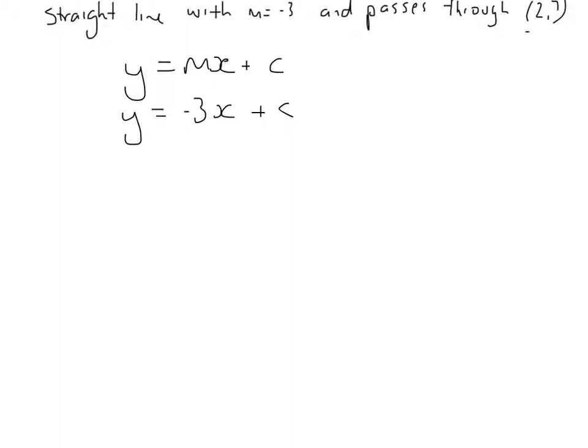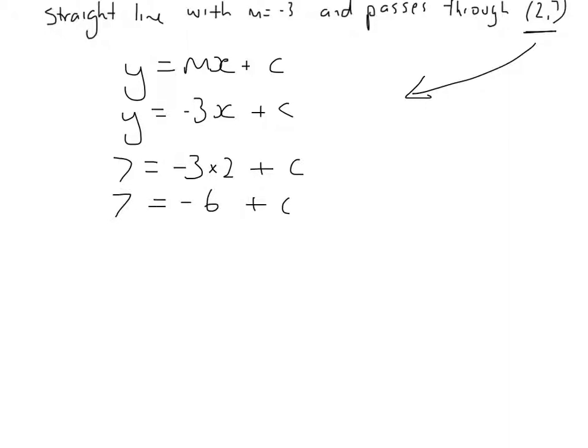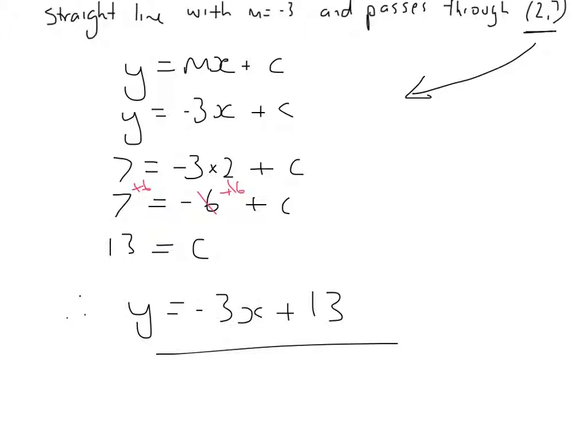Then what we need to do is we'll get this point and substitute x and y into there. So 7 will be equal to -3 by 2 plus c, or 7 is equal to -6 plus c. What we're going to do is we'll add 6 to both sides to rearrange this. That cancels that down. We'll be left with c is equal to 13. So therefore, y will be equal to -3x plus 13. And that's that question.